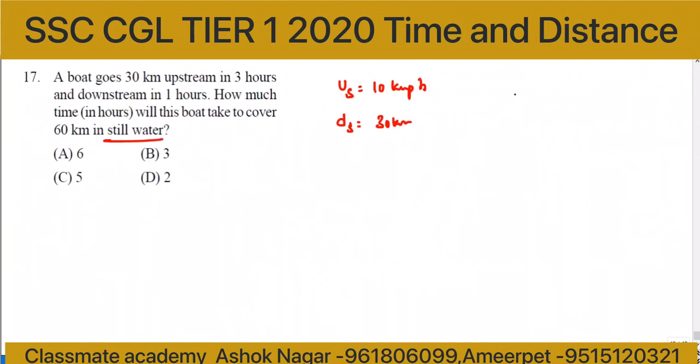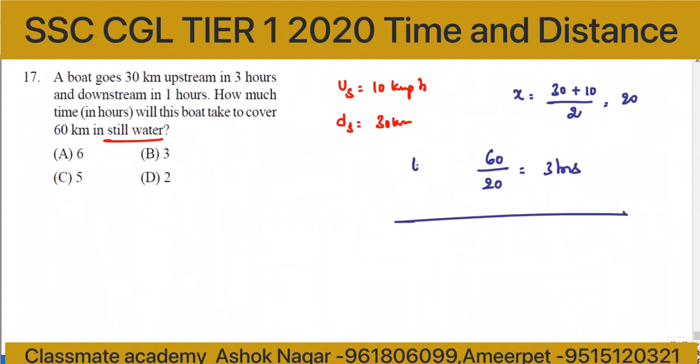Can you tell me what is x? 30 plus 10 by 2, which is 20. Therefore, 60 kilometers with the speed of 20 kilometers per hour. How many hours does it take? 3 hours.